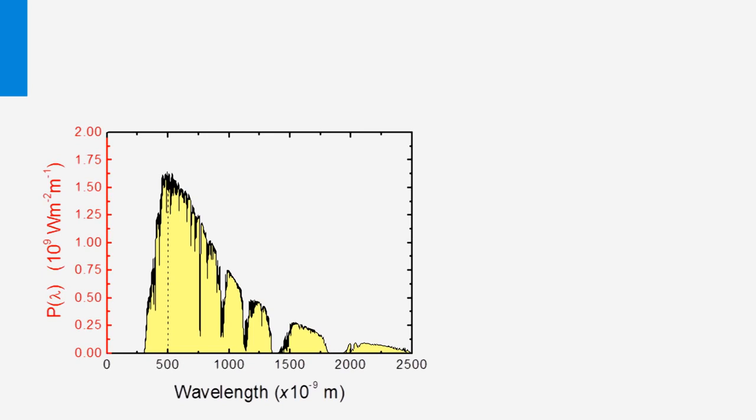The unit on the vertical axis is the spectral power density and has the unit watt per square meter per meter. The per square meter reflects per area and the per meter reflects the spectral range. This unit gives the power density per spectral range.